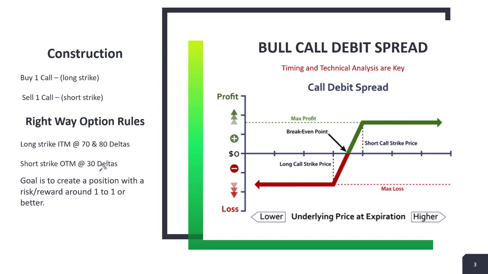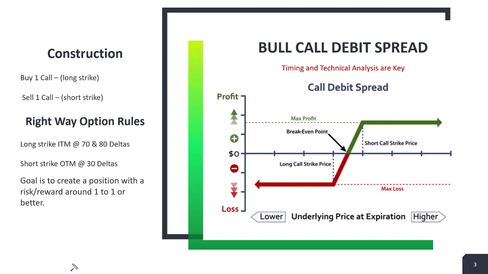And the short strike being out of the money, somewhere around 30 deltas, gives me an option that has about a 70% chance of not being in the money at expiration, giving me that nice wide spread where I can make sufficient money in the trade. Now, my goal every time I establish a credit or a debit spread is to try and put together a trade that has somewhere around a 1-to-1 risk reward or better.